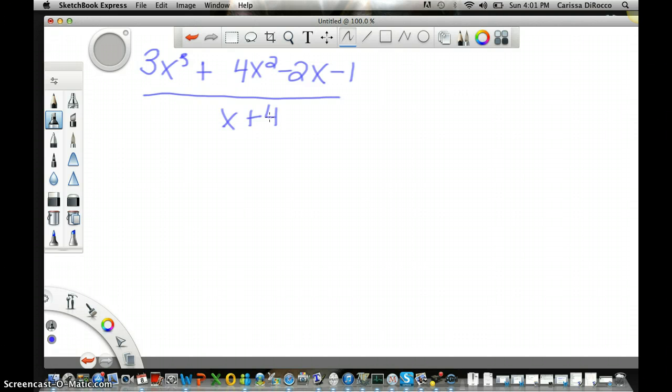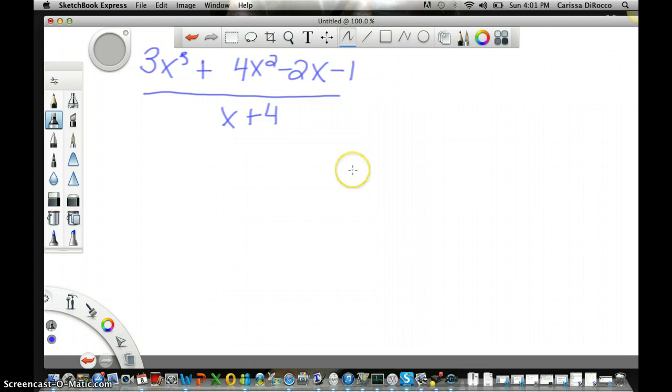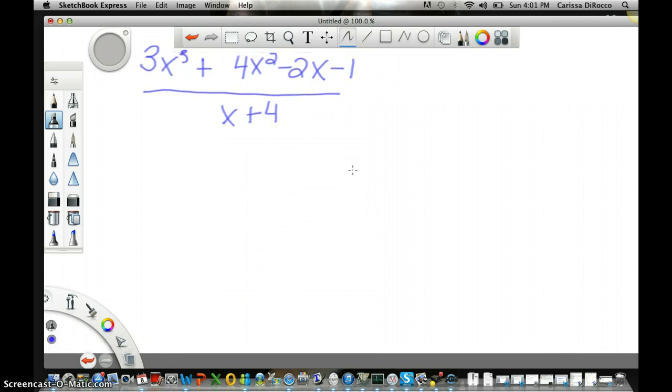So this is a polynomial of the third degree divided by a binomial of a first degree. And when we have this situation, we can actually use synthetic division. The way that we do that is take the coefficients of the polynomial that you're dividing. So that would be 3, positive 4, negative 2, and negative 1. So what I did was I took the coefficients of this polynomial.